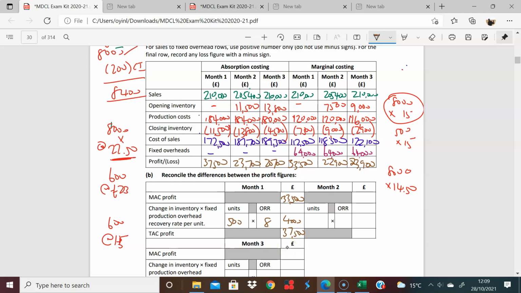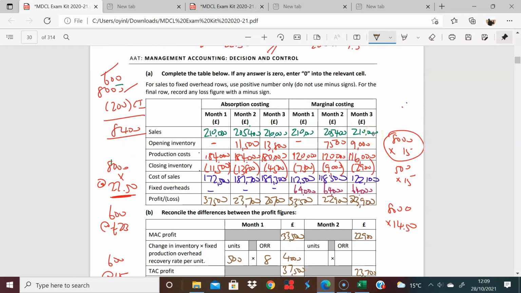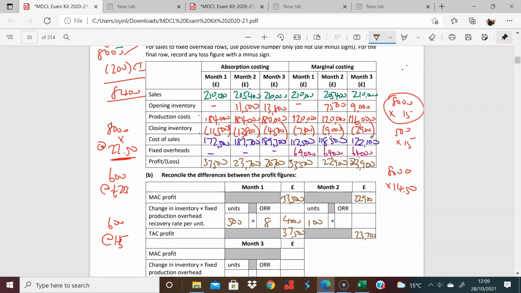Let's look at month two. Month two, MAC profits at 22,900, and we have the 23,700. So this is different because now, well, it's the same. When I say different, you're starting the month with 500 and you're ending with 600, right? Because your opening inventory is 500, your closing inventory is 600. So you have a 100. Your change is 100 times 8, and you have 800. And when you do that, you can see that will also take you here as well.